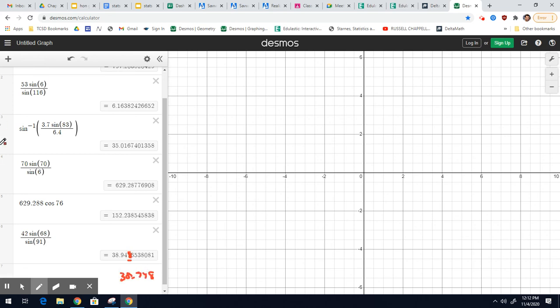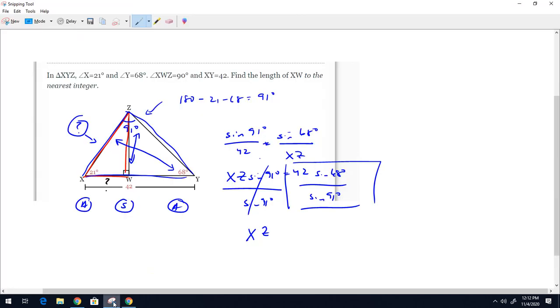38.948. And that's going to be that side that is shared in both the small right triangle and the big triangle. 38.948. So that is now this side right here. 38.948. So in this triangle, here's my angle. I don't know the opposite side. I do know the hypotenuse now. I just found it, and I want to find the adjacent.